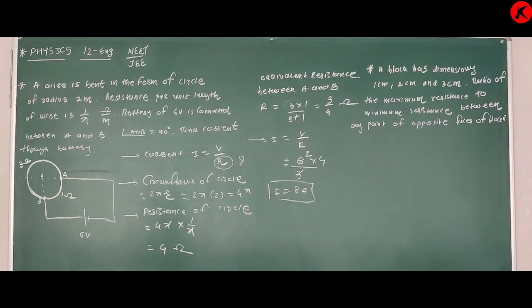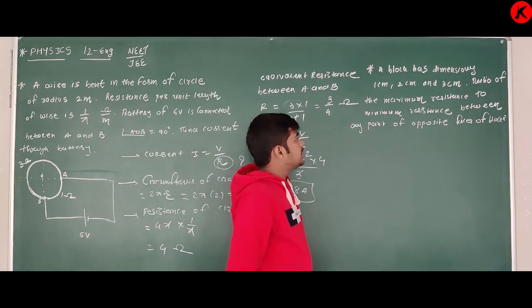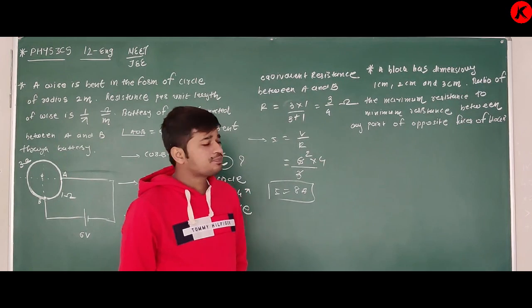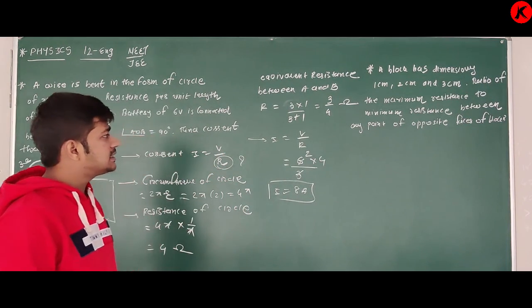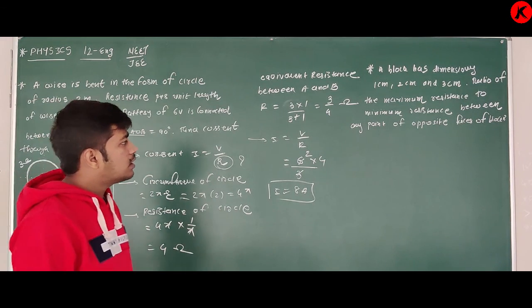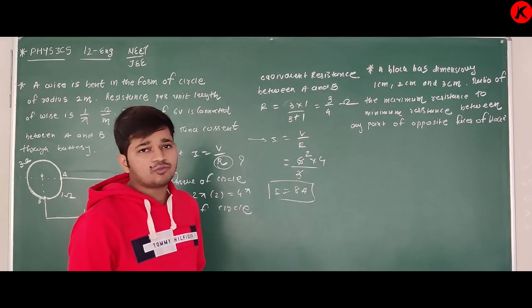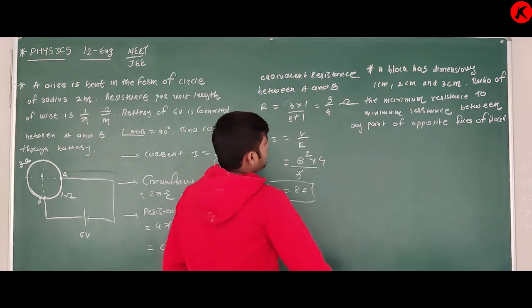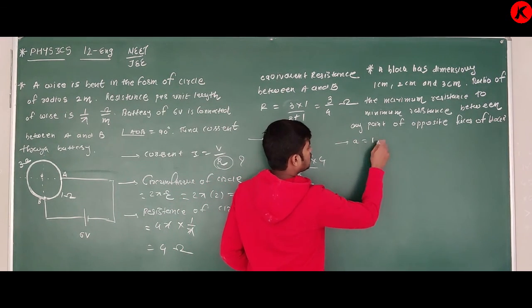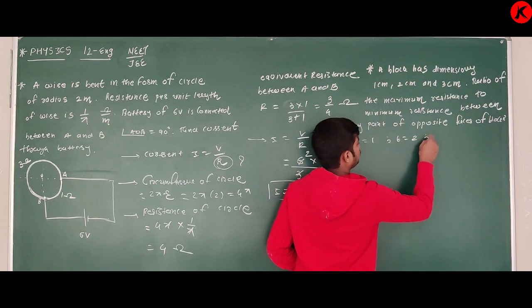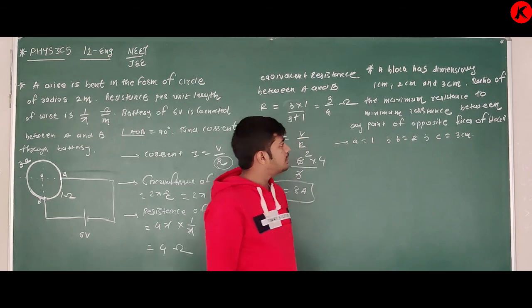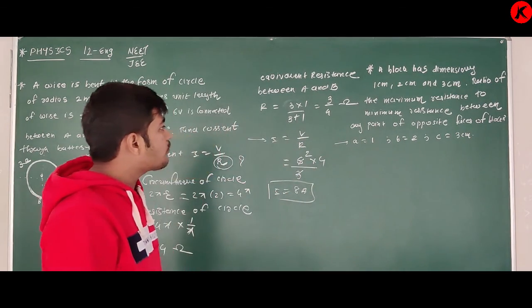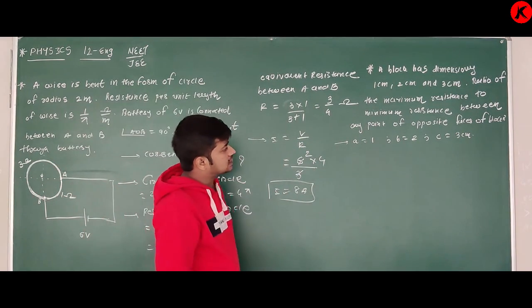Now the next question, see. A block has dimensions 1 centimeter, 2 centimeter and 3 centimeter. The ratio of the maximum resistance to minimum resistance between any points of opposite faces of the block is. See, I am assuming suppose A is equal to 1 centimeter, B is equal to 2 centimeter and C is equal to 3 centimeter. You have to find the ratio of maximum resistance to minimum resistance.